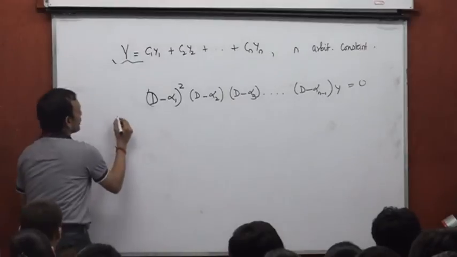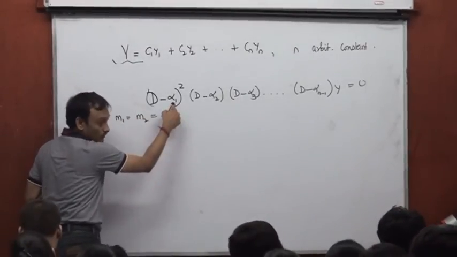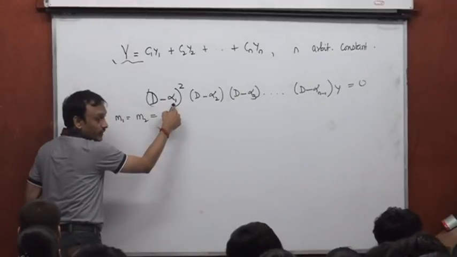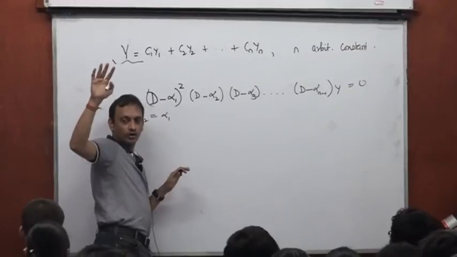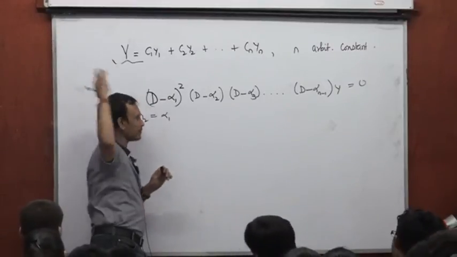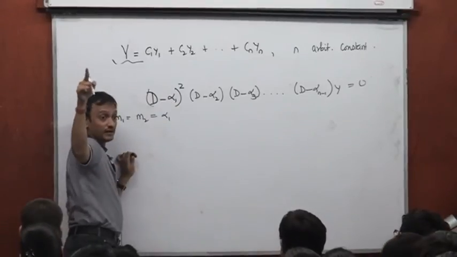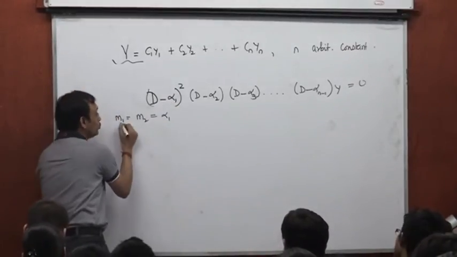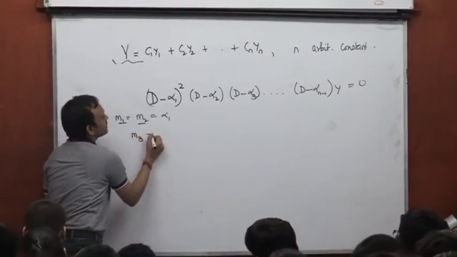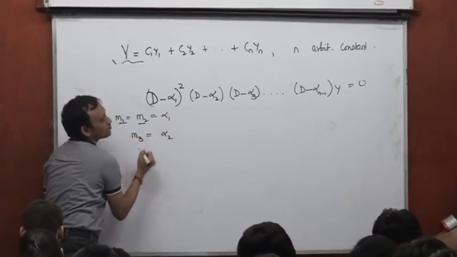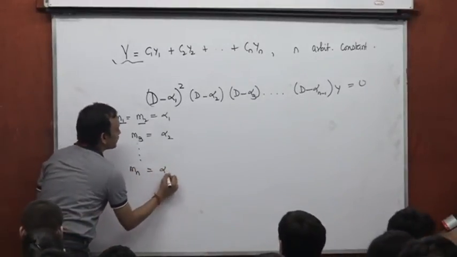In this case, do you realize that m1 would be equal to m2, which is alpha 1? Two of the roots are coincident here. How do you obtain these m_i's? By replacing D by m and equating it to 0. Then you obtain the values of m. In this case, this is (D minus alpha 1) into (D minus alpha 1). Two factors, so two of the roots become equal to alpha 1, and then let's say m3 is alpha 2 and so on and so forth. m_n is alpha n minus 1.